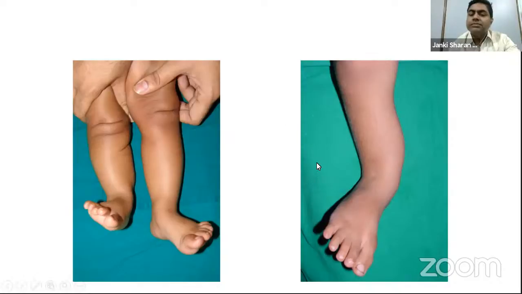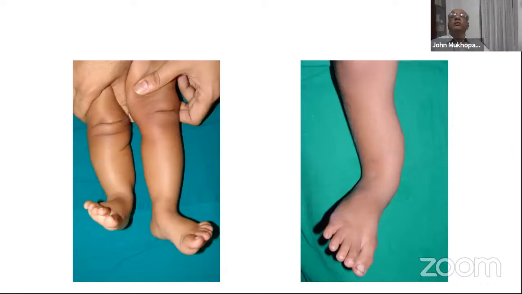Right side: a child born with a deformity of the tibia, and when he became a 3-year-old child, this is the deformity. Can you describe what the diagnosis is? Spotters. Yes, Sumit. Ankle valgus. What's the diagnosis?